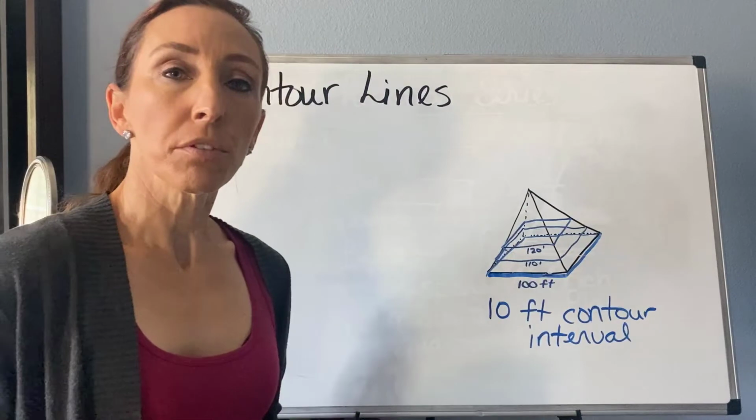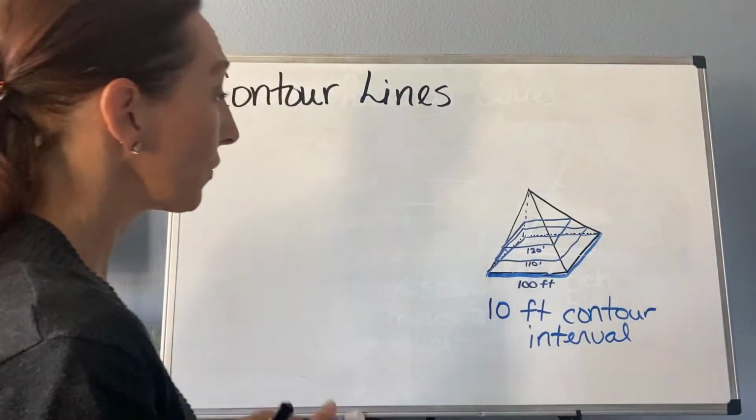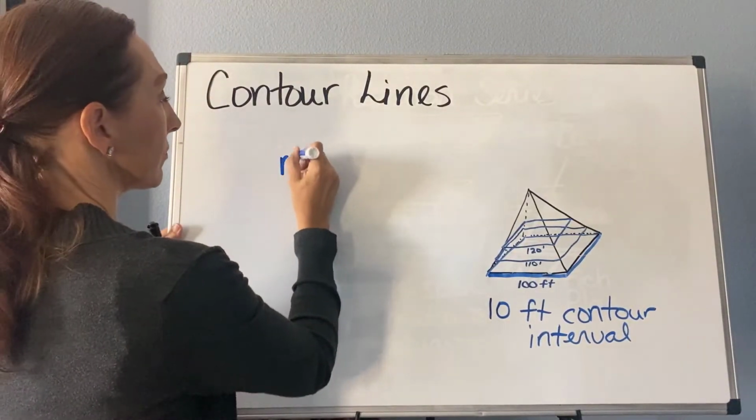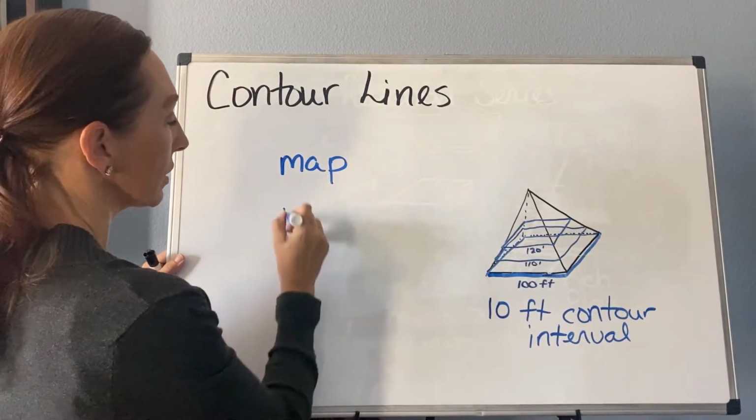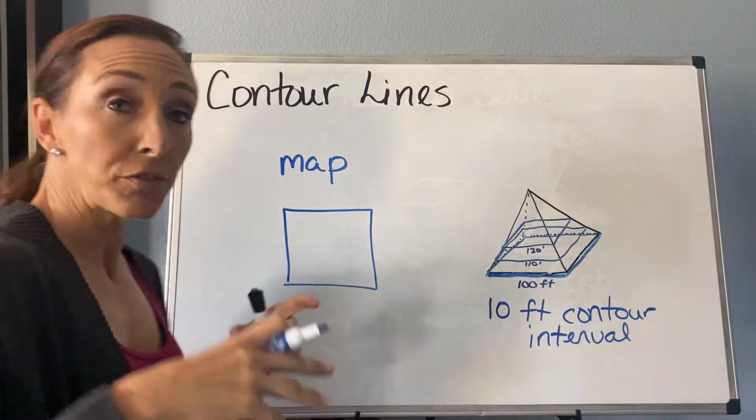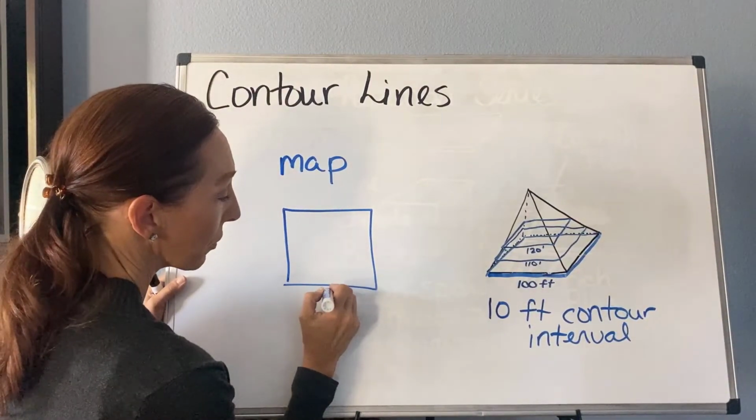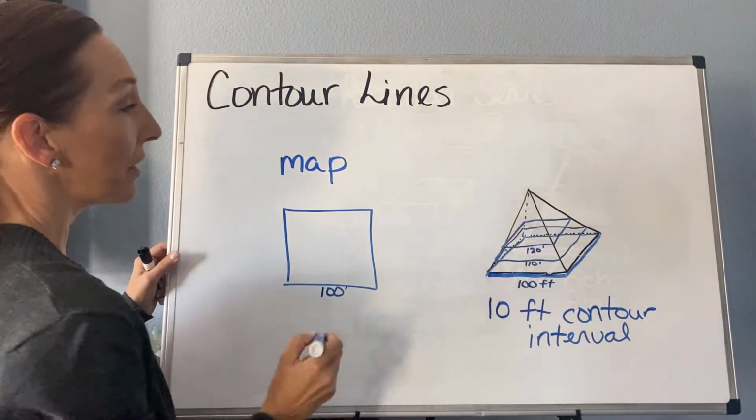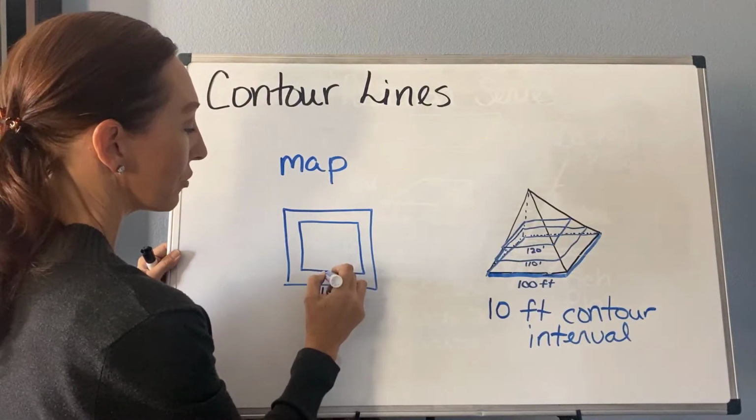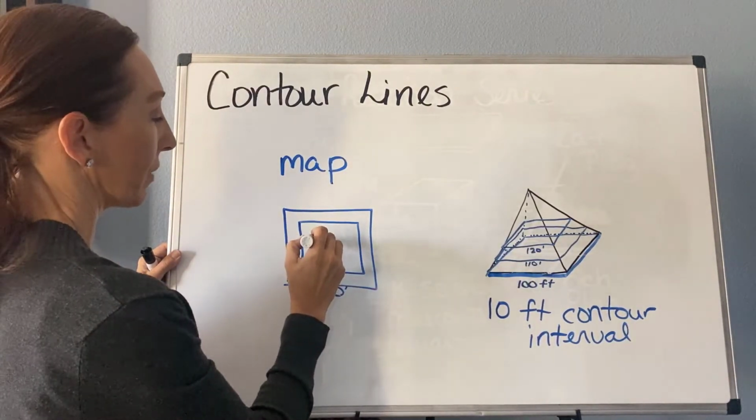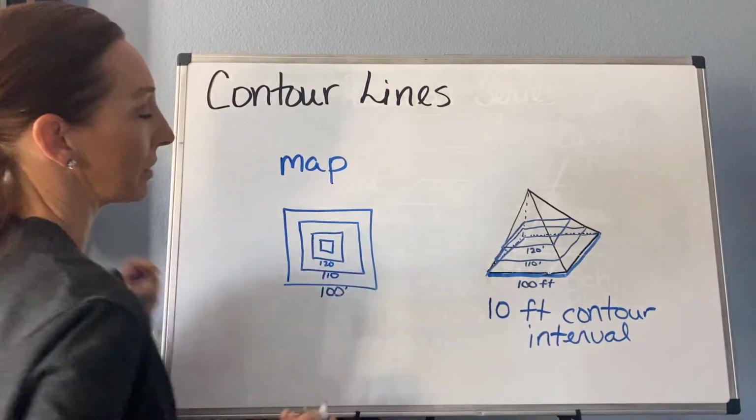Let's think about what this would look like in a map view, because this is a 3-dimensional object that we're drawing these lines on. If I were to take this to a map view, so here's my map, my 100-foot contour would look something like this, just a square. You have to picture looking straight down on that pyramid. It really would just be a square, and I would label that 100 feet. Then my next one would come in like this, and that would be my 110 foot. And then I would have my 120 foot here. And then I might have a few more that come in something like that.